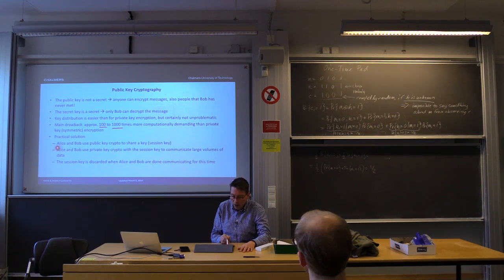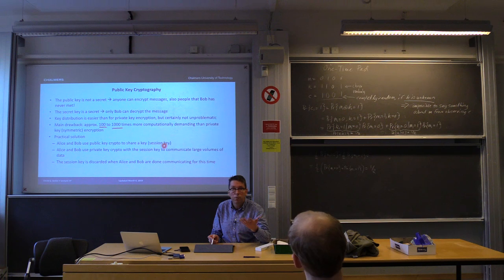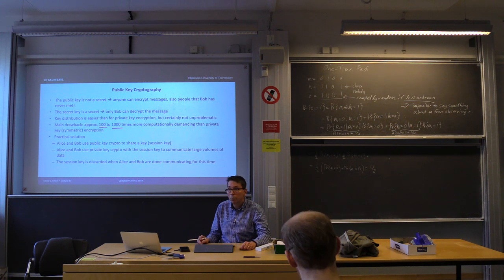So in practice, Alice and Bob use public key crypto to share a key, sometimes known also as a session key. It's a key that is generated and used for a short while. And then Alice and Bob use private key cryptography with the session key to communicate large volumes of data. And when they're done, they throw away the session key. Okay. So then we combine the advantages of both schemes here.